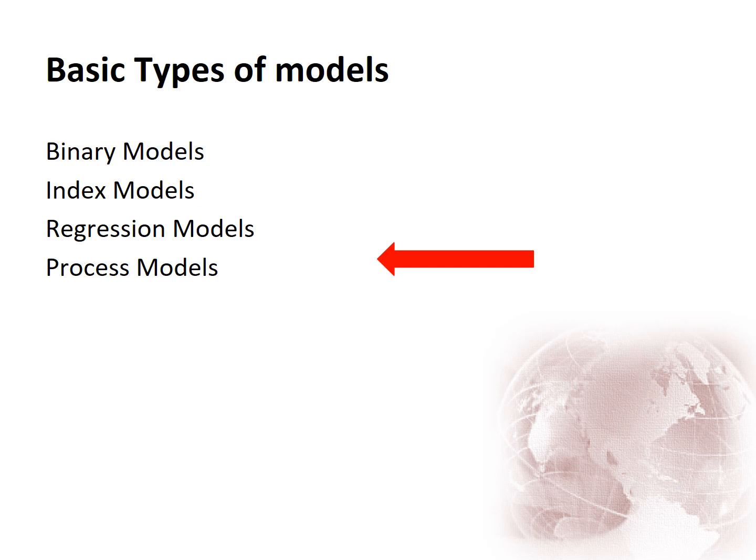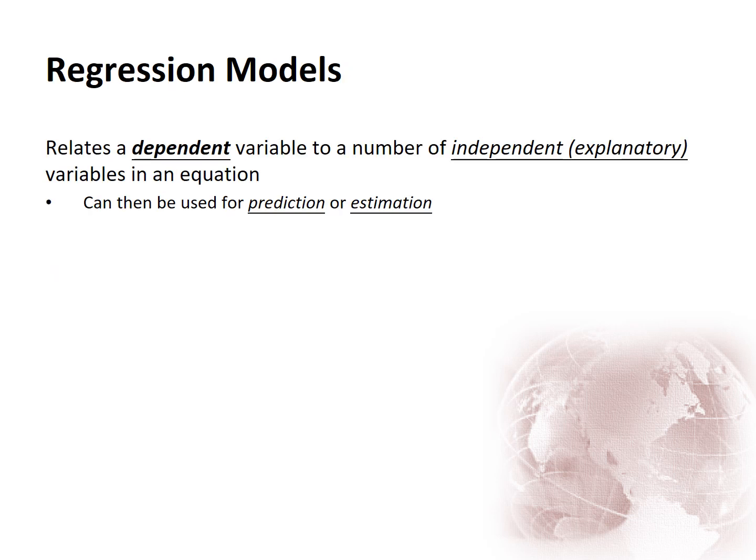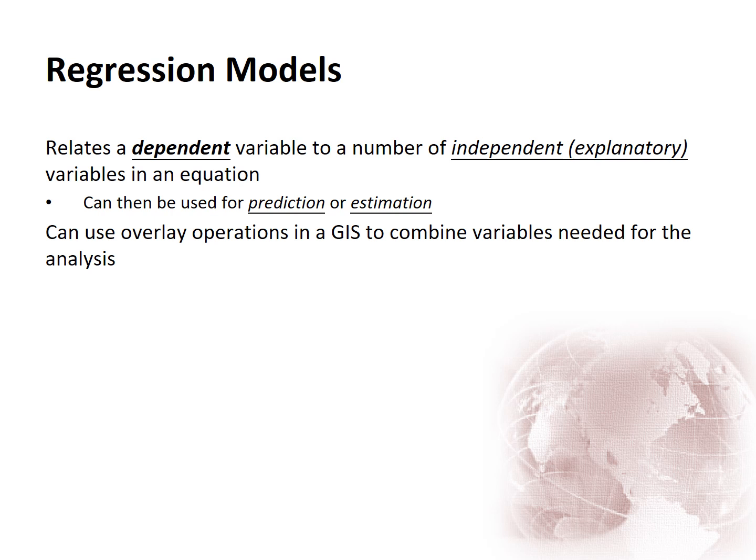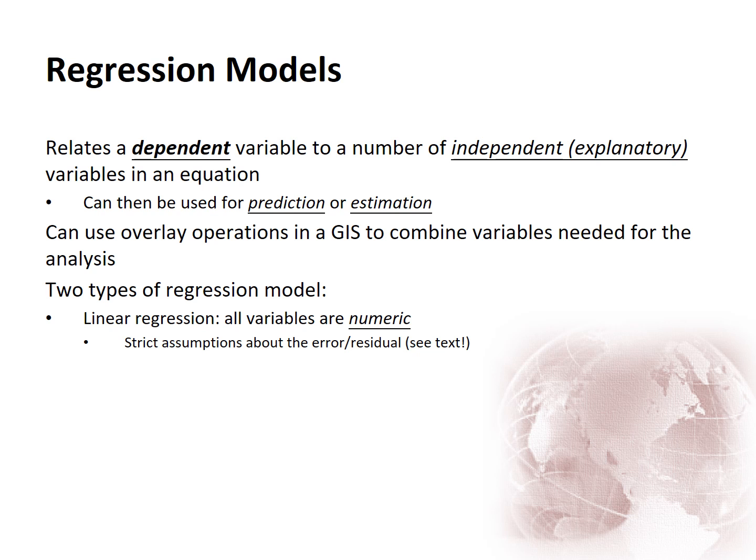Regression models relate a dependent to an independent variable. We use it to make predictions and estimations. Two types we typically use are linear for numeric and logistic if we have a categorical dependent variable.